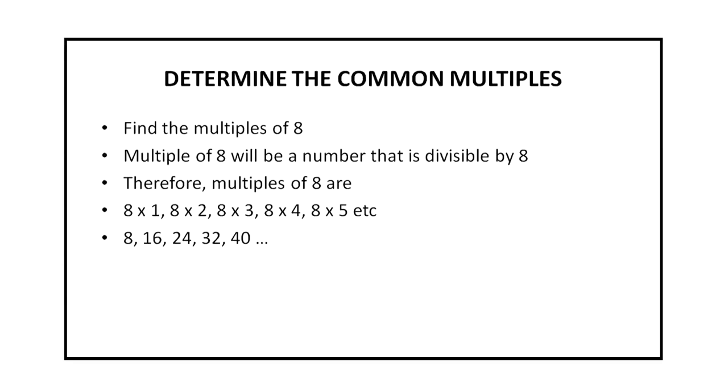Determining the common multiples. For this, let's begin with an example. Find the multiples of 8. Multiples of 8 will be numbers that are divisible by 8, as you all know. Therefore, multiples of 8 are 8 into 1, 8 into 2, 8 into 3, 8 into 4, 8 into 5, and so on. Therefore, the multiples of 8 are 8, 16, 24, 32, 40, etc.